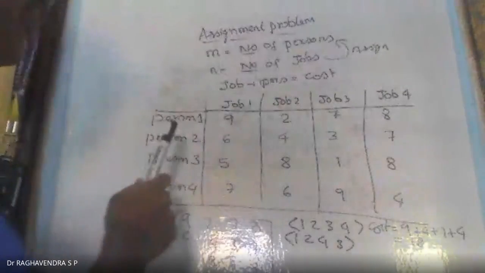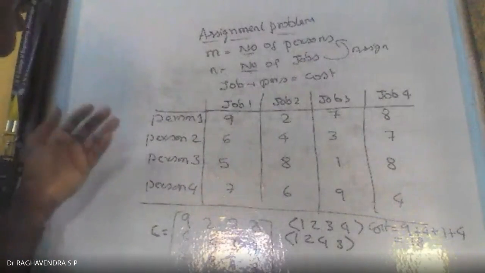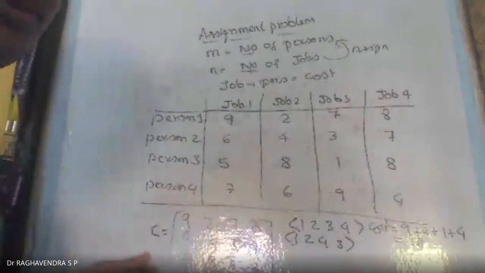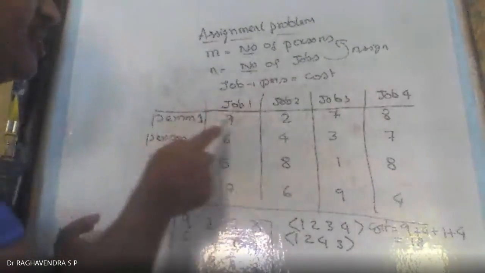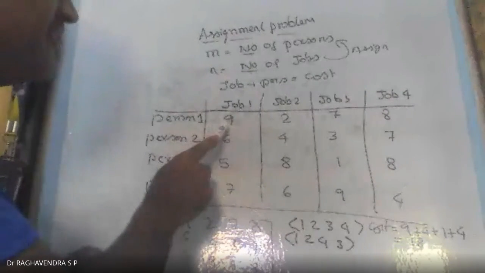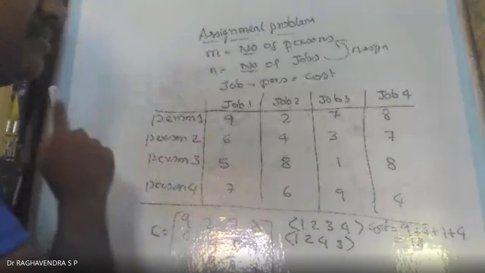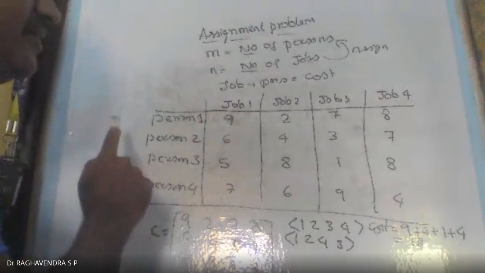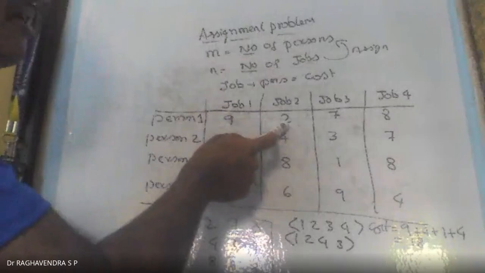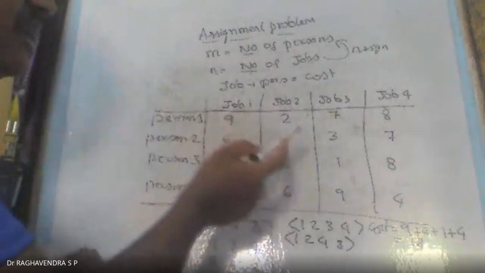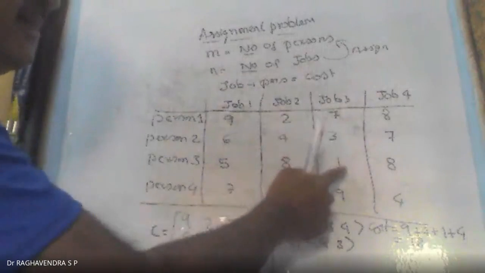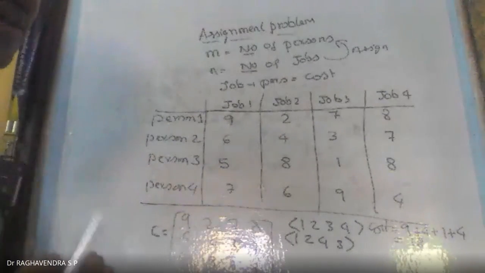job 4. And you have person 1, person 2, person 3 and person 4. So there are 4 persons and there are 4 jobs. So what is the interpretation of this table? So this 9 means what? 9 is the cost of assigning job 1 to person 1. And this 2 is the cost of assigning job 2 to person 1. Similarly, this one means job 3 will be assigned to person. So that is the meaning.